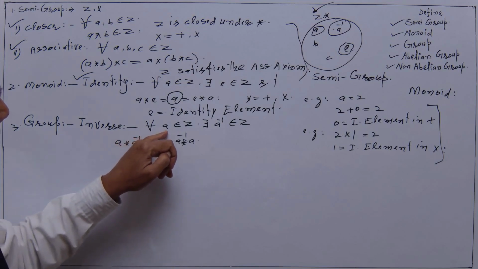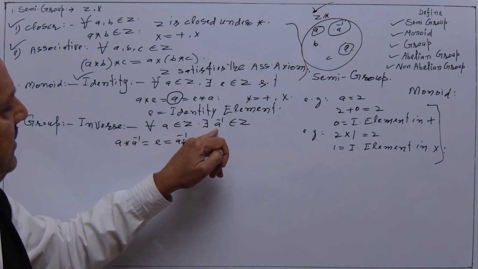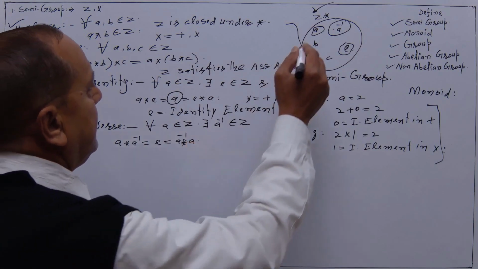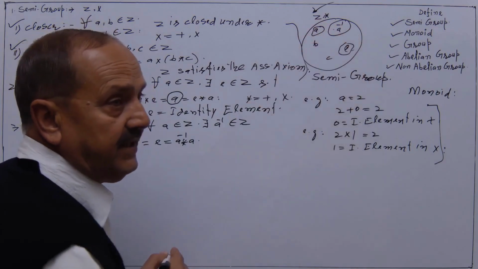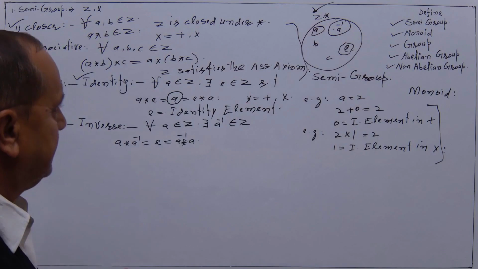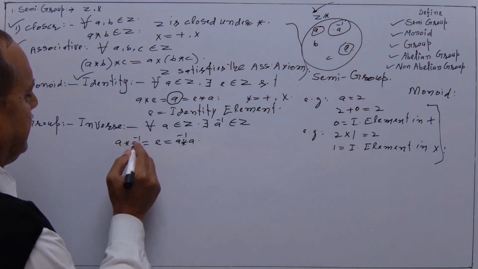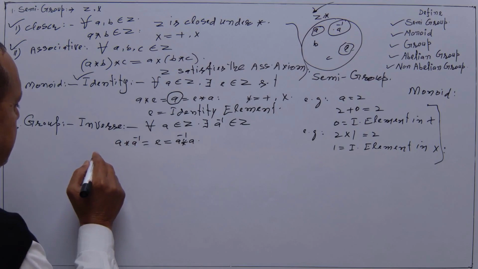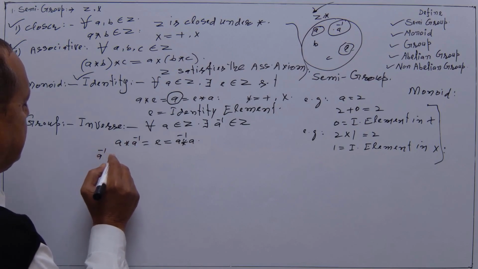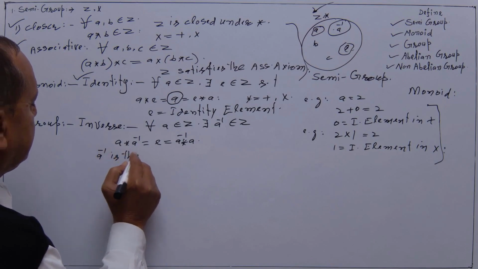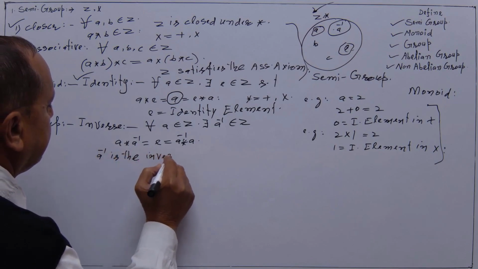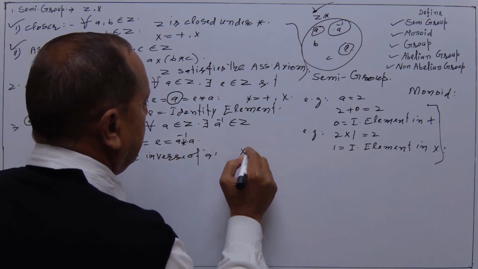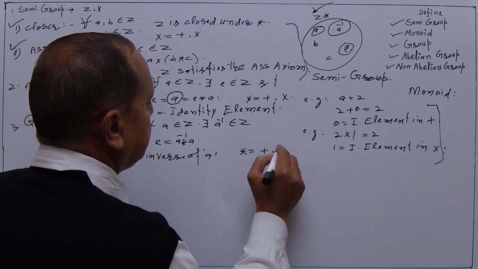Inverse means for every element a belonging to set G, there exists another element a inverse also belonging to Z. Then a star a inverse is equal to e is equal to a inverse star a, where a inverse is the inverse of element a, and this star may be addition as well as multiplication.